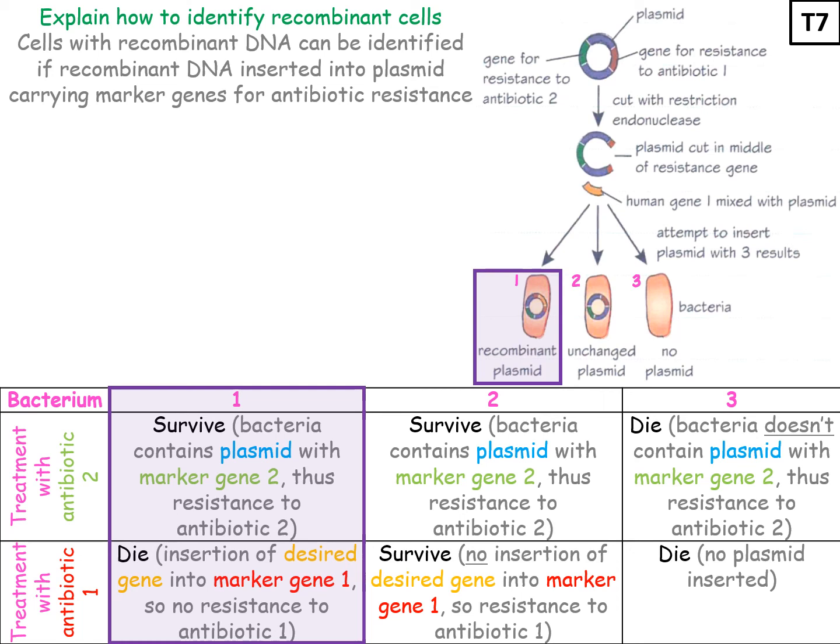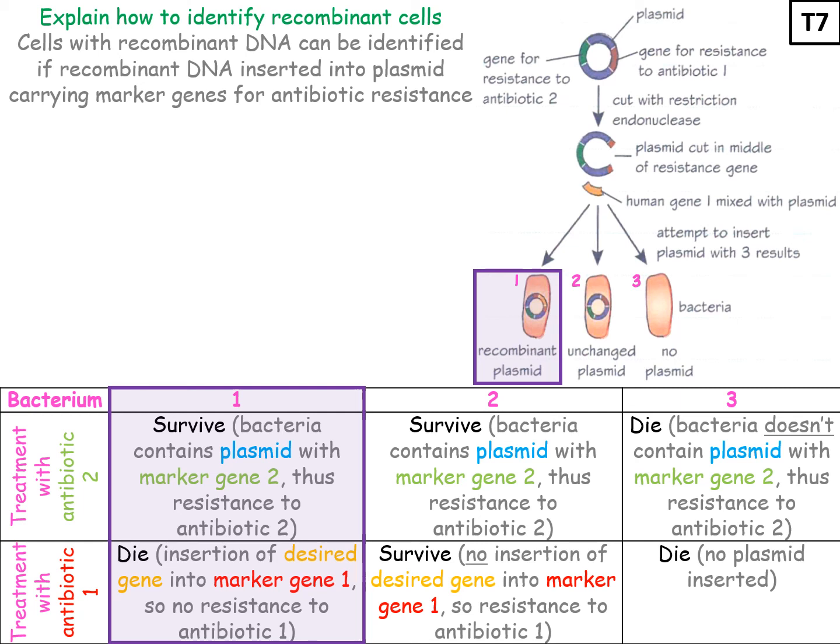So when you treat it with antibiotic 1, those bacteria with the desired gene inserted into marker gene 1 will no longer be resistant to antibiotic 1. They will die. However, if the gene that we desire is not inserted into the plasmid, it will still have resistance to antibiotic 1, so it will survive.